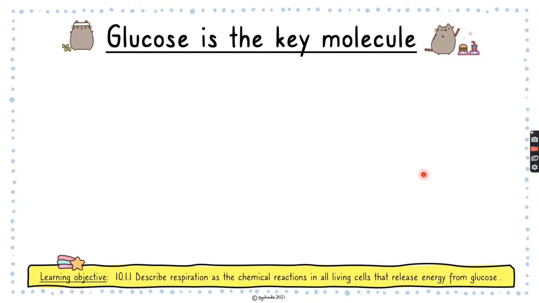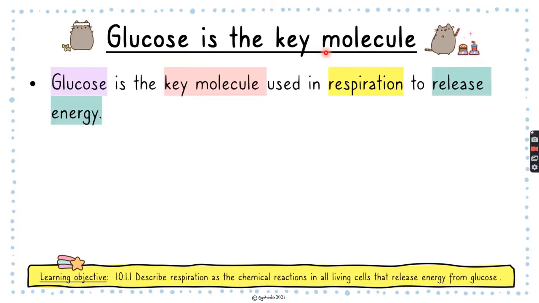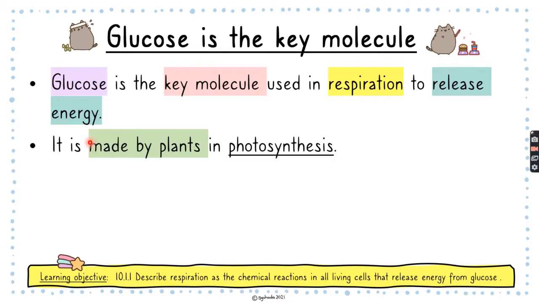All right, so one thing you need to know about respiration is the fact that glucose is the key molecule we're talking about that helps us to release energy. So glucose is the key molecule used in respiration to release energy, and it is made by plants in photosynthesis. So we actually covered plant nutrition for the non-express students, and we're going to cover plant nutrition in the future, but you have learned about photosynthesis in year 8 already.